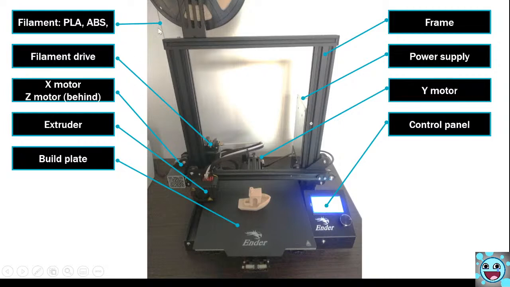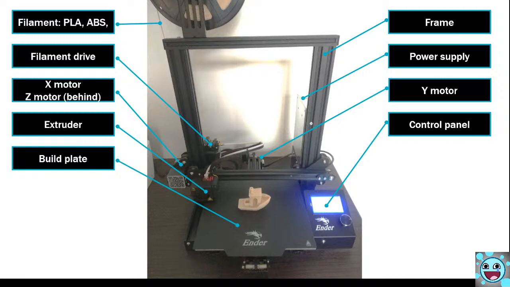How does it work? First of all, here we can see the extruder. The extruder is the element that heats up the material or the thread here called a filament. It can be PLA or ABS, which we will be explaining about later. But the extruder here heats up the filament that goes through the filament drive all the way down to the extruder until a specific temperature is reached.